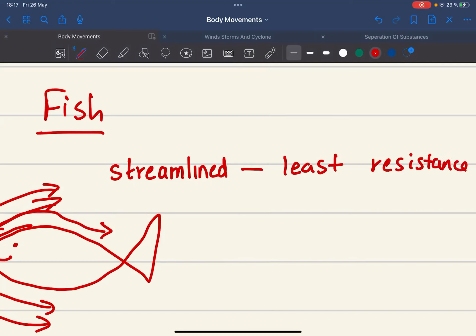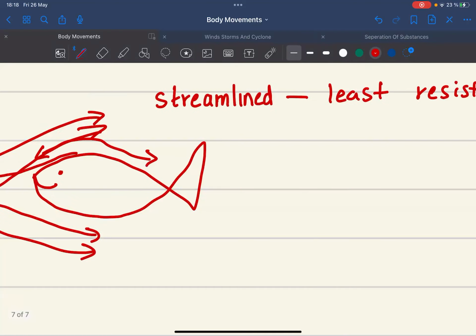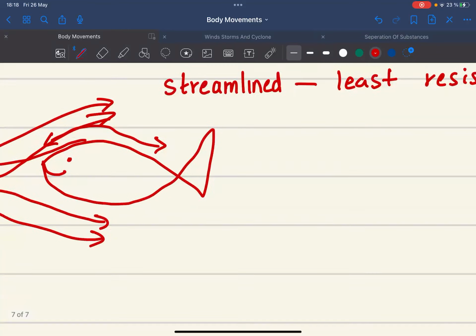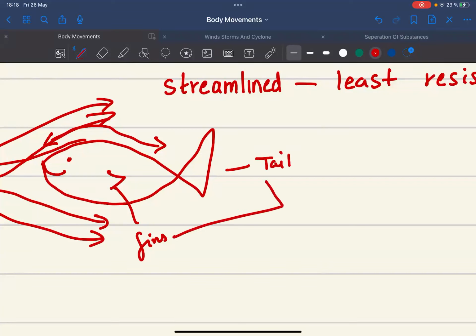So water resistance. What they do is use the tail for small jerks, like they beat the water, for small jerks through the water, and they have fins for helping them to swim. So they have fins and a tail, which help them to swim. So why do we need the tail and fin? To help them swim.